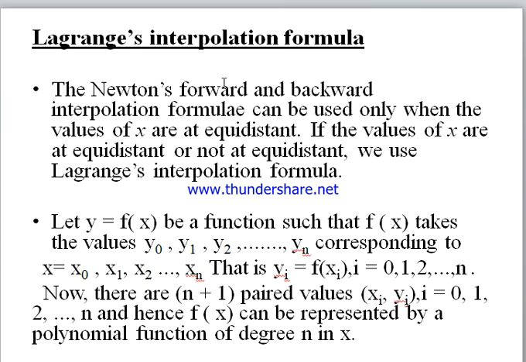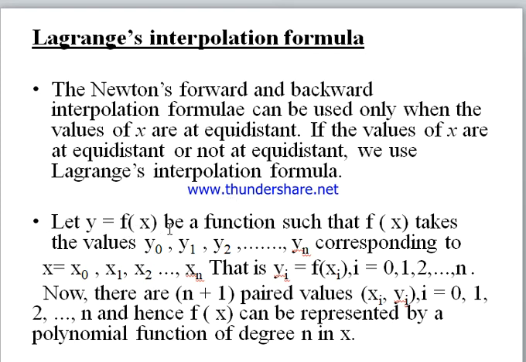Lagrange's interpolation formula introduction: Newton's forward and backward interpolation formulas can be used only when the values of x are equidistant. If the values of x are equidistant or not equidistant, we use Lagrange's interpolation formula. So we have a drawback in Newton's forward and backward, that both are used for equidistant values of x, but Lagrange's formula is also used for non-equidistant values of x. So this is the advantage of Lagrange's interpolation formula.